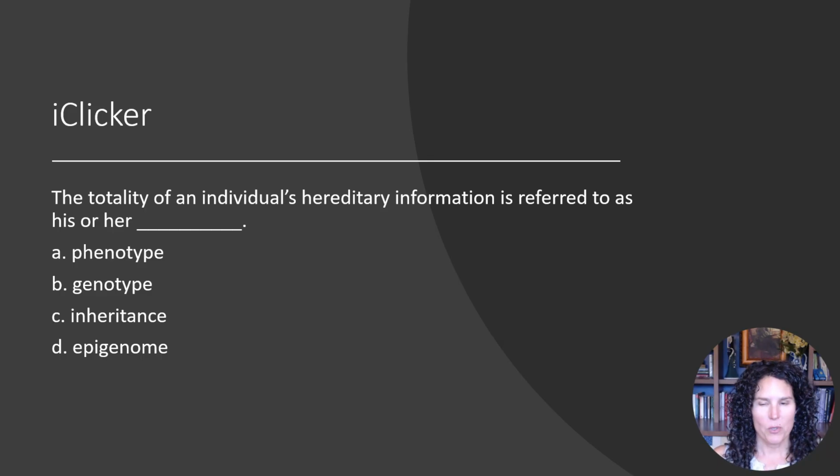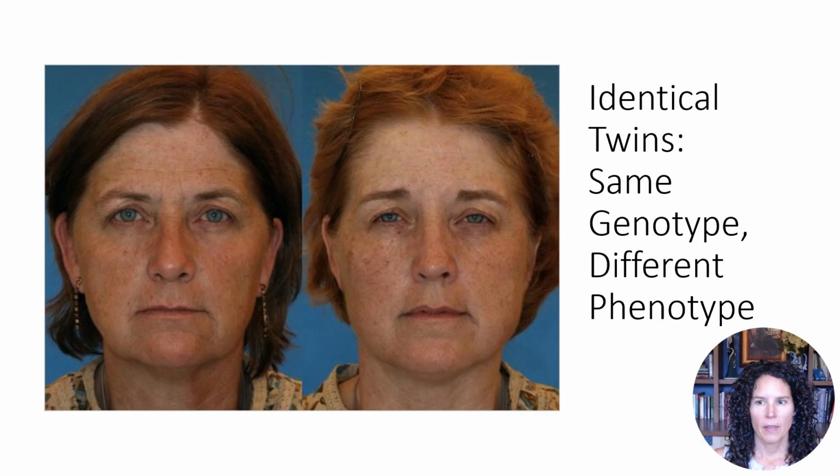Okay, you can test yourself on this question. The totality of an individual's heritable information is referred to as his or her, and this is genotype. So this is definitely a term definition question, which we don't have too many of, but we do have some of those on the exam. So this is a picture of two identical twins who are in their early 50s, and it shows how even though they have the same genotype, they now have different phenotypes.